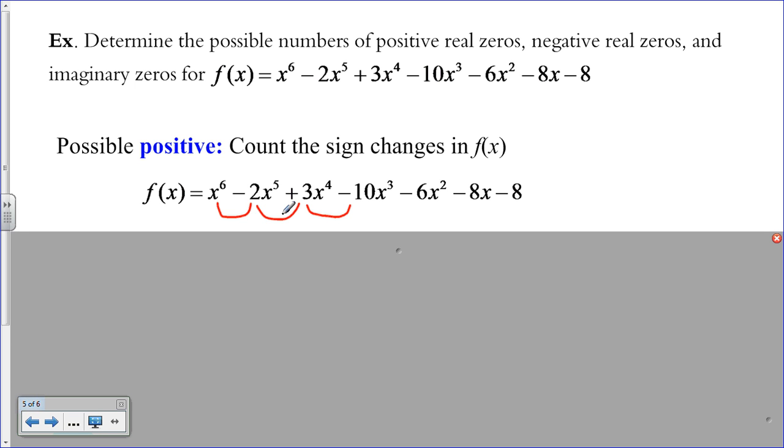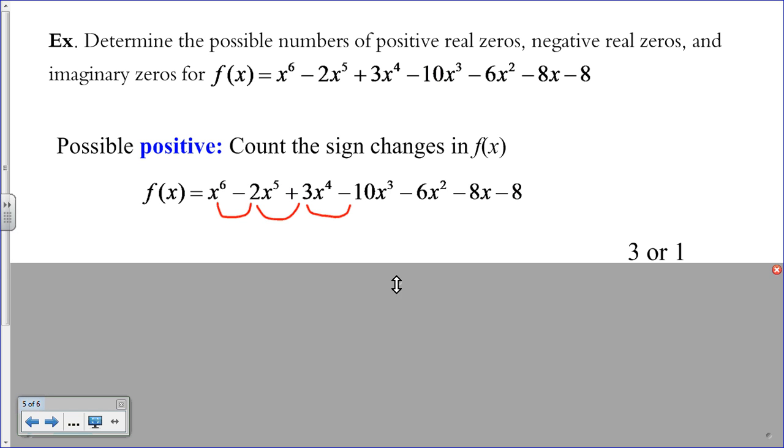So I'm counting 1, 2, 3 sign changes, which means that for the possible positive real solutions, there might either be 3 of them, or anything less than that, counting by 2s, all the way until we get down to 0, right? Because we don't go to negative numbers for possible numbers of solutions.